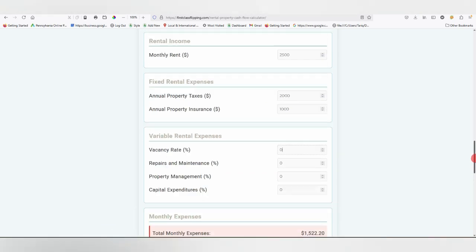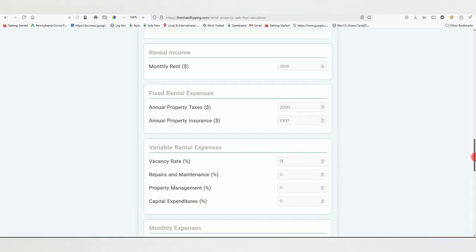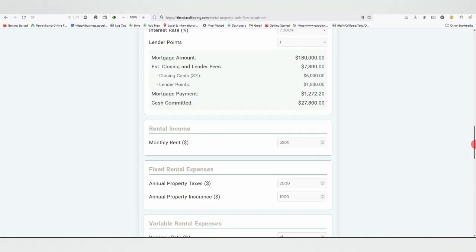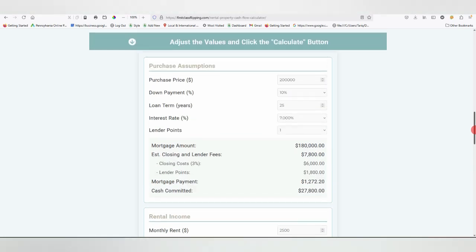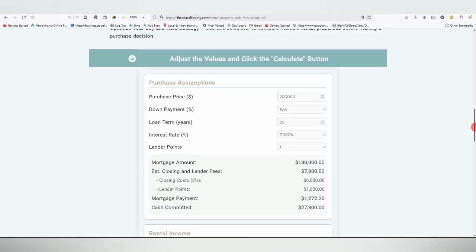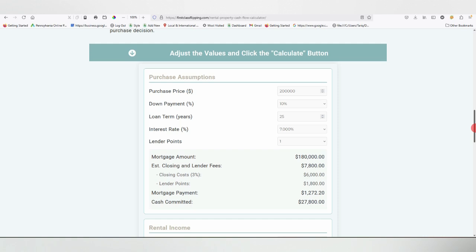But again, guys, this is our free rental property cash flow calculator for you guys. It's free to use. You don't have to download anything. You don't have to sign up for anything. All you have to do is just bookmark it on your computer. Come back and visit it whenever you like.